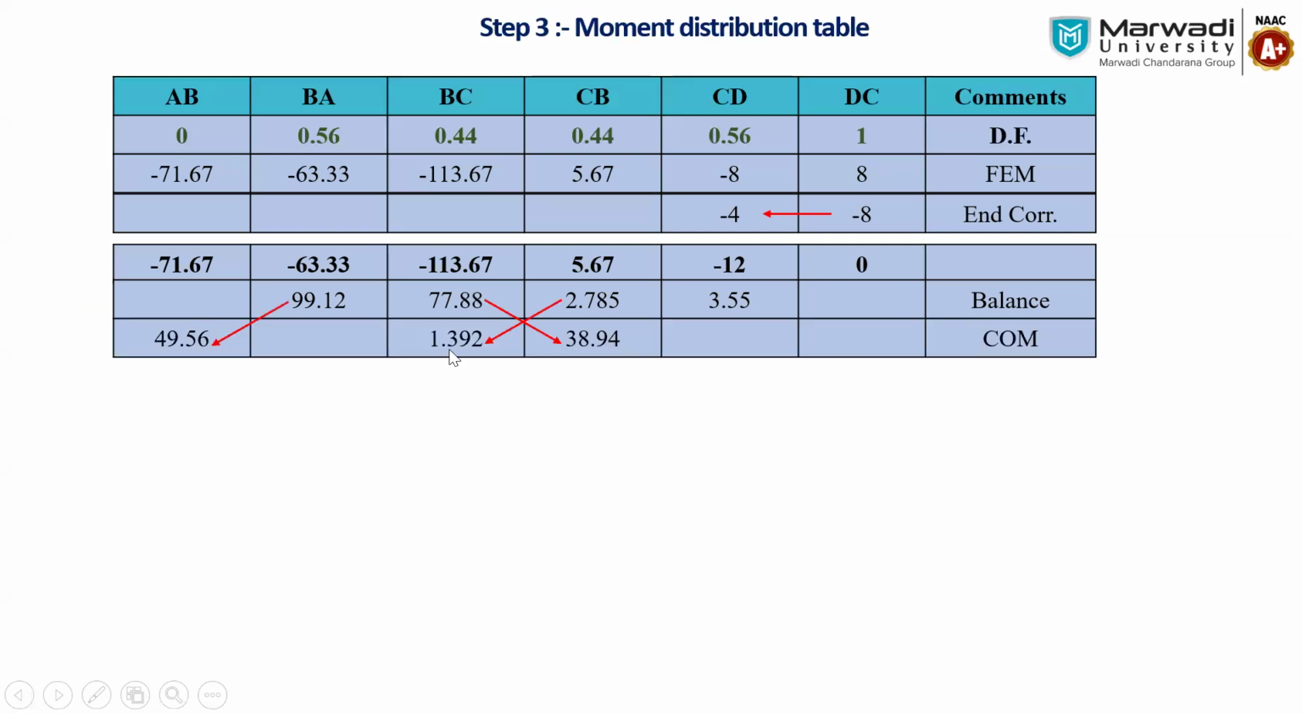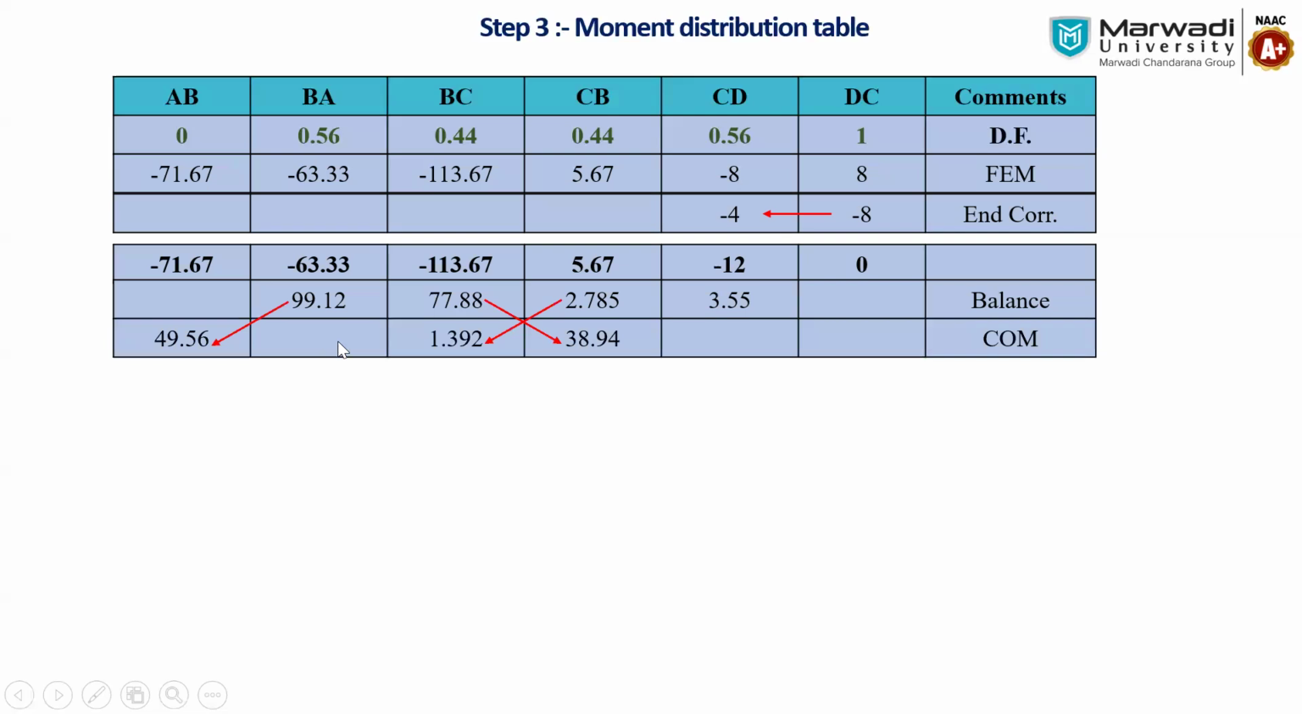BC and CB will be carried over to each other, so half of the moment we have to carry over, and CD will not carry over because the end correction is already done and the far end is a hinge, so there is no carryover moment on the far end. So that is the summation, that's the carryover moment.